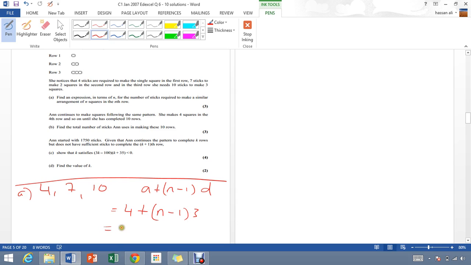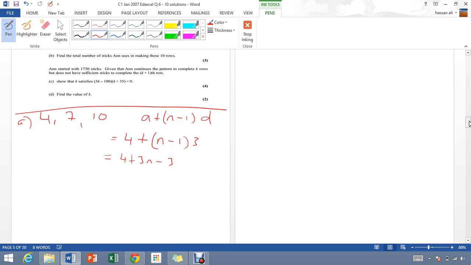Expand that bracket, so I've got 4 plus 3n minus 3, and 4 minus 3, if I just simplify that, that will give you 1 plus 3n.